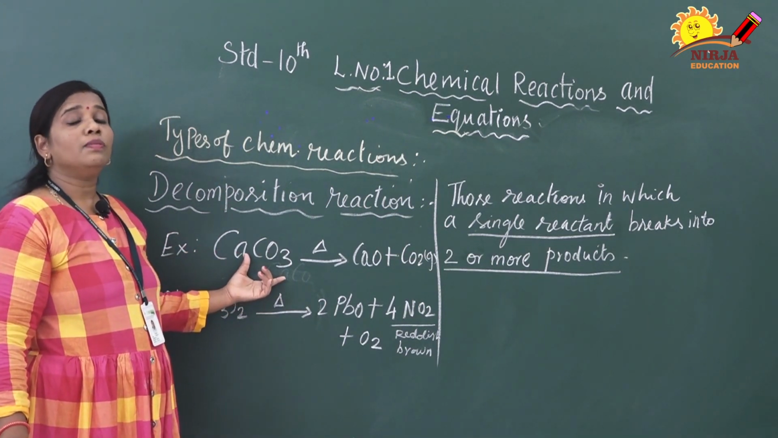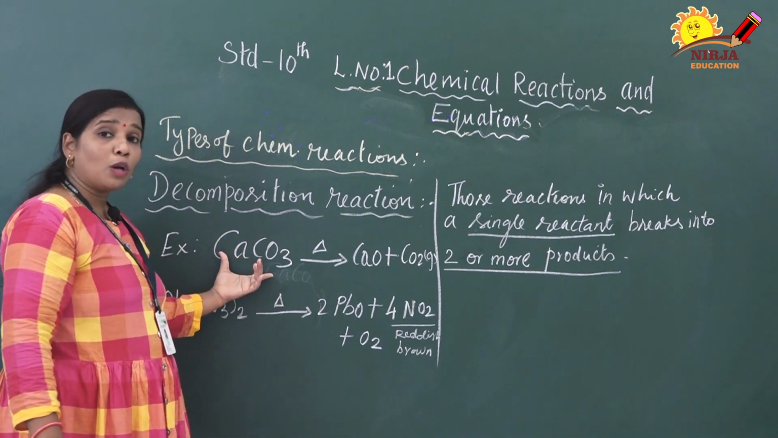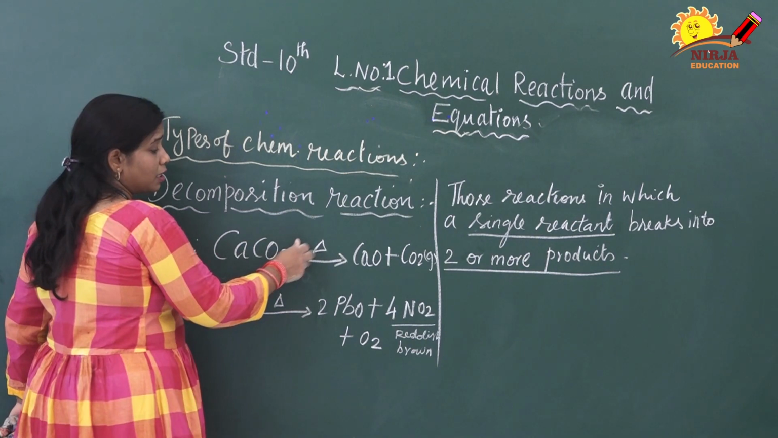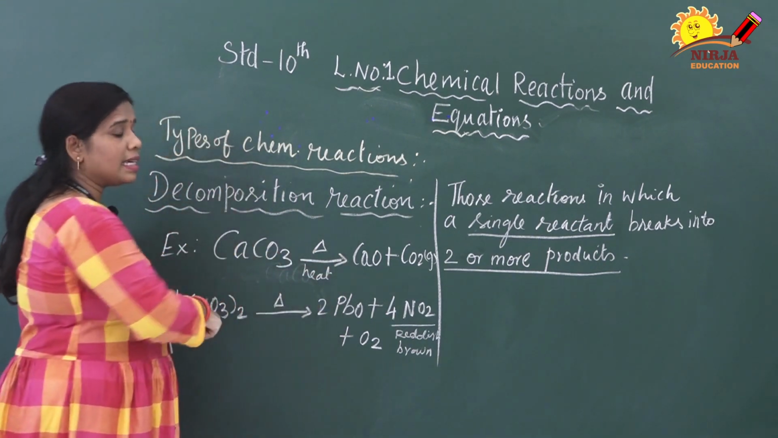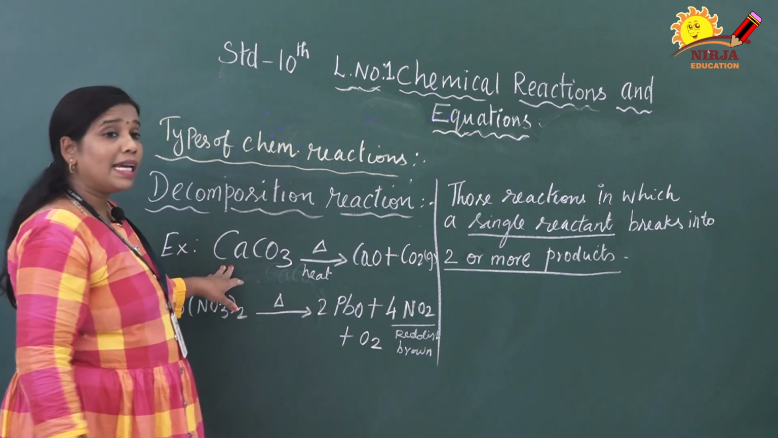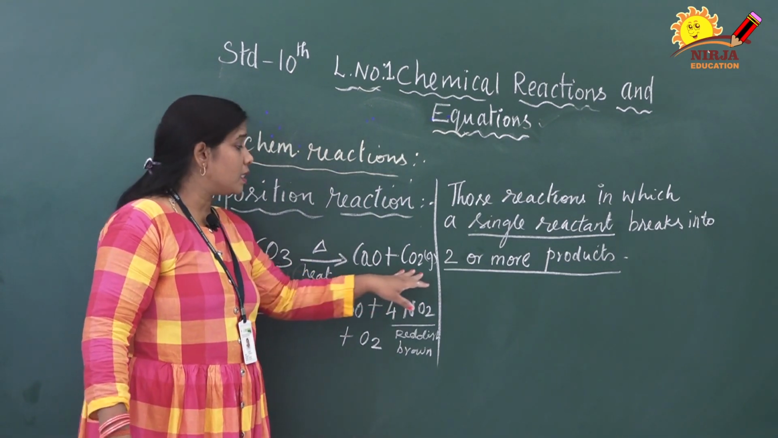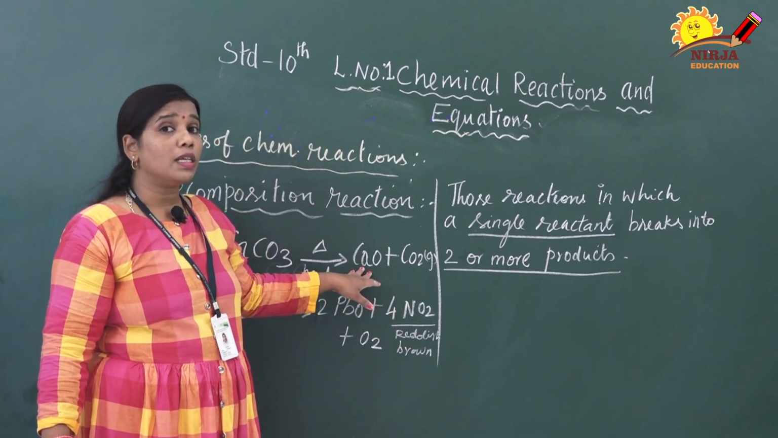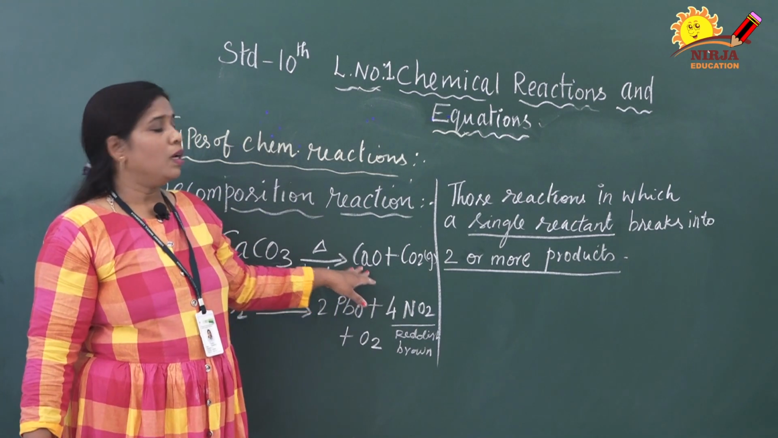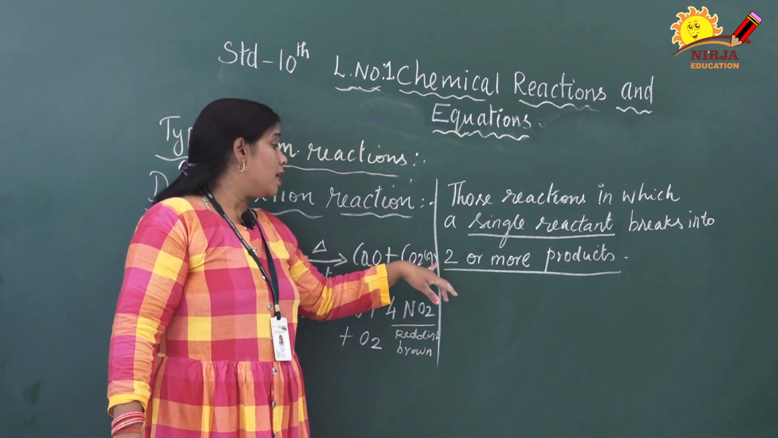CaCO3 is nothing but calcium carbonate. When the calcium carbonate is heated, this triangular symbol mentions heat. We are adding heat. So when we heat calcium carbonate, it is converted into CaO plus carbon dioxide. Already we know what CaO is. CaO is nothing but quicklime. Calcium carbonate is converted into calcium oxide plus carbon dioxide.